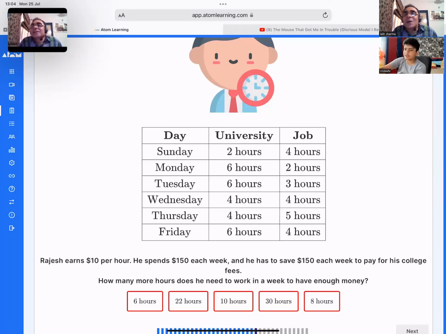He's getting $10 per hour, so that is going to be $220 per week, but his requirement is $300 per week. You understand? He's earning $220 per week, because university hours you don't calculate as his earning hours. Yeah, because you have to spend for university. So 220 is what he's earning, and 300 is what he needs. So he's still running short of how much?